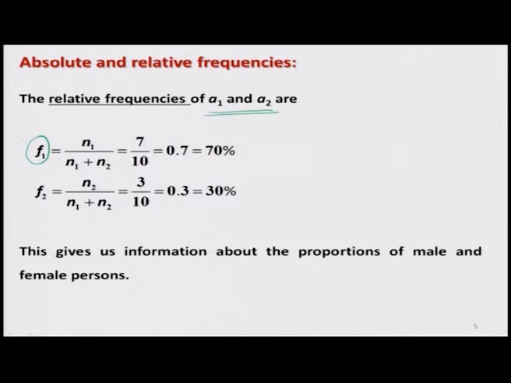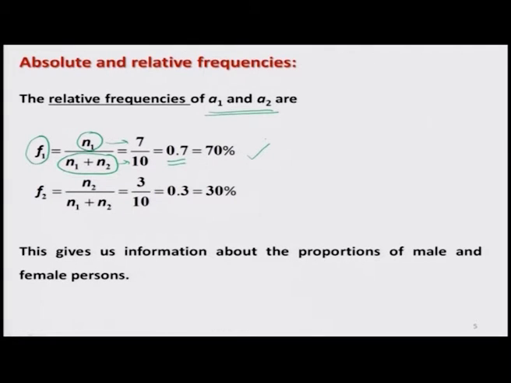male in the entire data. So, this is N1, N1 is the number of male persons, and N1 plus N2 is the total number of persons in my data. So, N1 here is 7 and N1 plus N2 here is 10. So, this comes out to be here 0.7, or that is equivalently 70%.